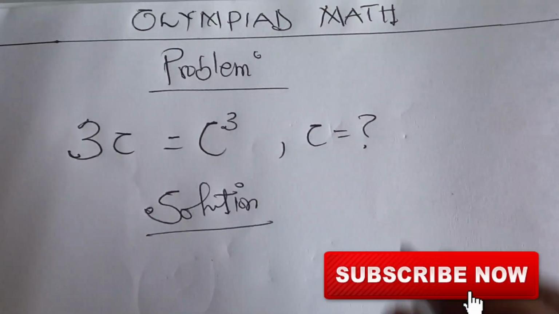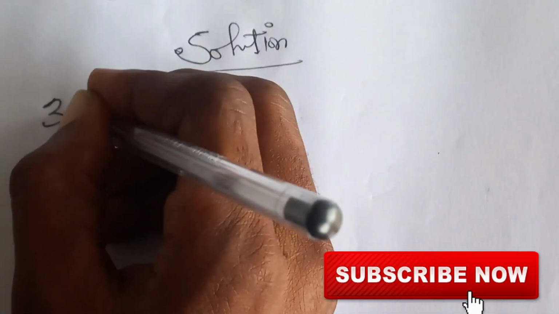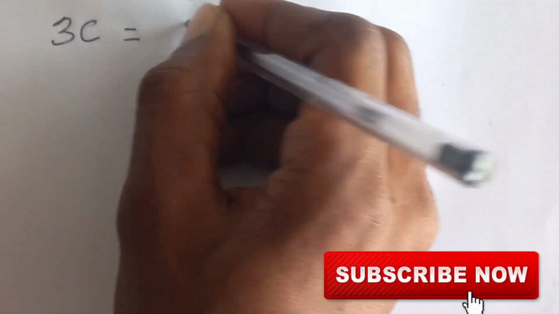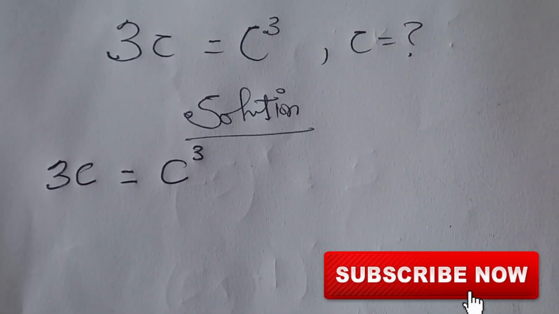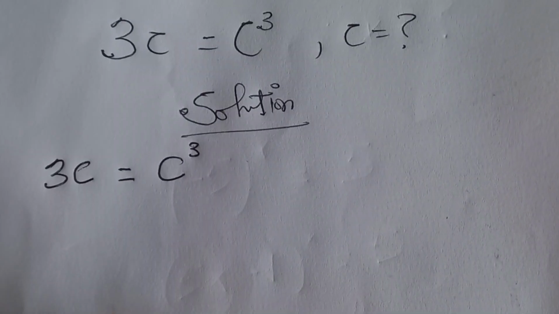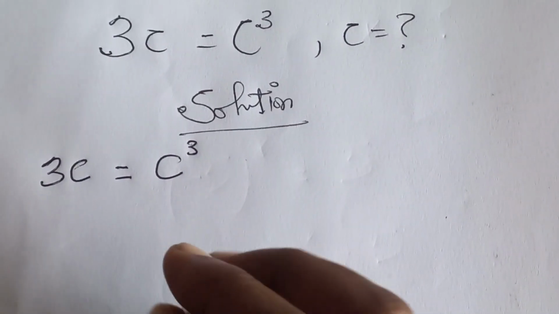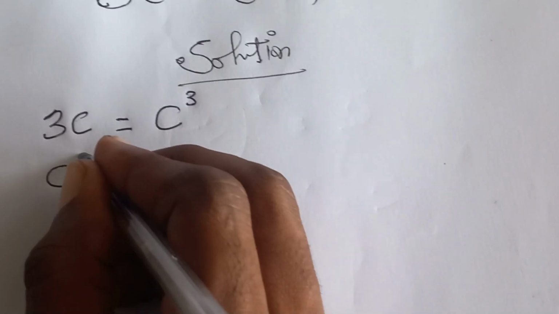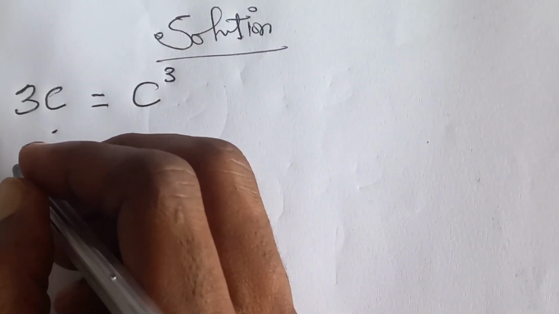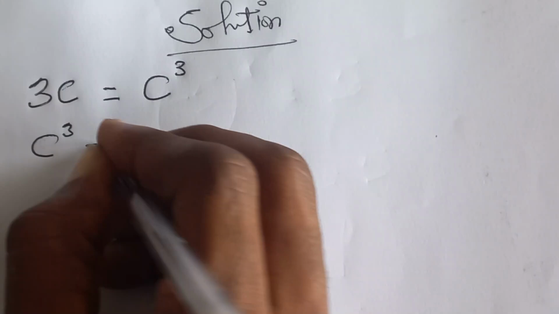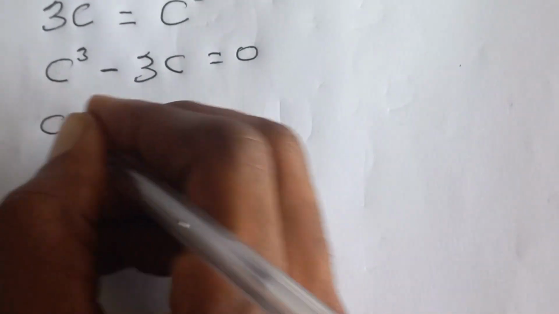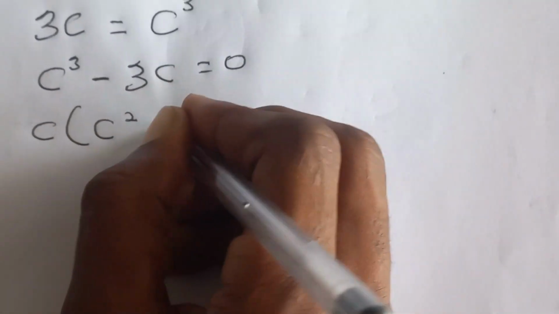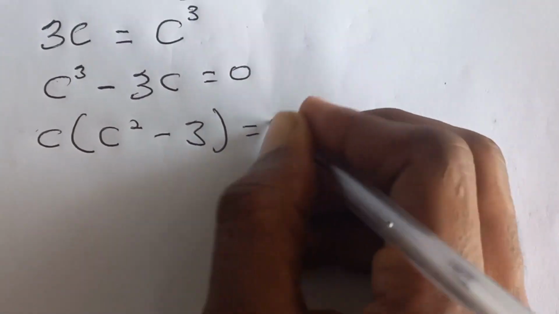So today we are looking at this problem, which is 3c = c³. So now, you can say that c³ - 3c = 0. And also with this, we can say c(c² - 3) = 0.